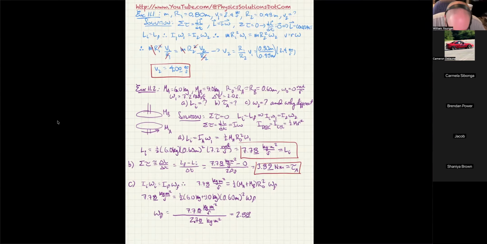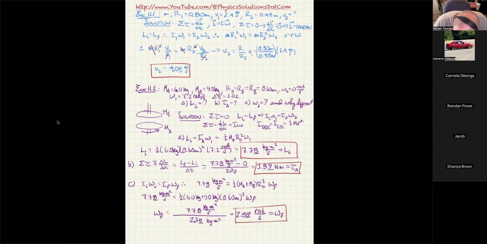So that's 2.88, and that is radians. Remember, we can throw a radian on there anytime we want to, per second. So that is radian per second, singular, not squared. So that's the final angular velocity, omega f, and that's what we were asked for.